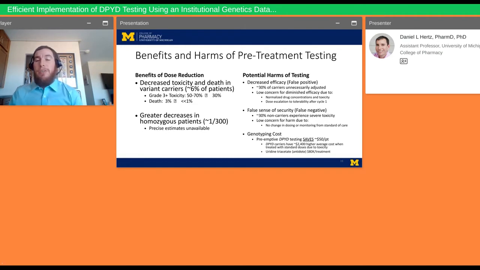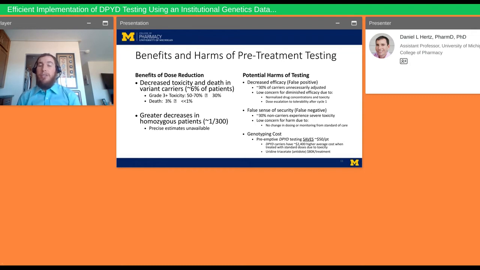Finally, there's some concern for the overall cost of genotyping, particularly because of the somewhat low incidence of DPYD variant carrying. As I showed before, there is some evidence that pre-treatment DPYD testing actually saves money per patient in the range of about $50 per patient. This is due to the high treatment costs in DPYD carriers who receive fluoropyrimidine dosing, which has been estimated to be greater than $2,000 per patient due to high risks of toxicity and hospitalization.